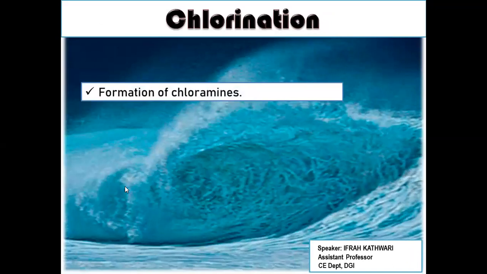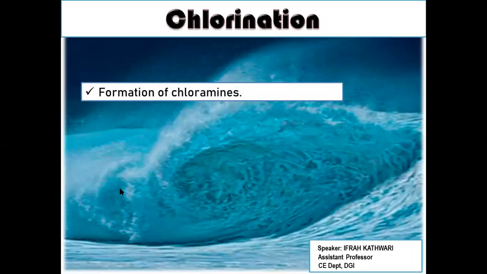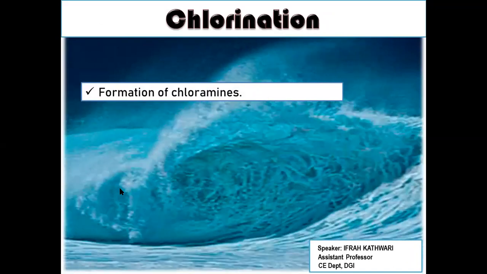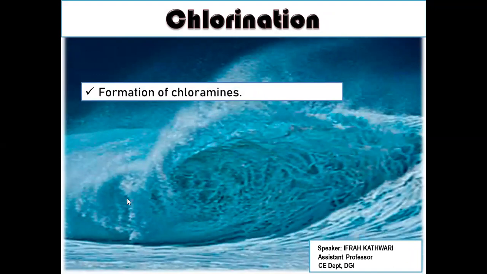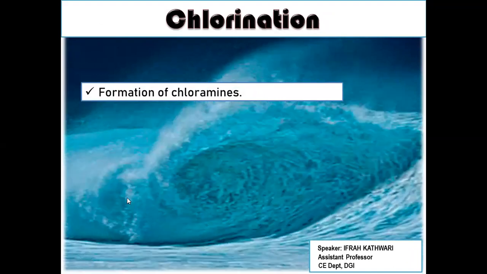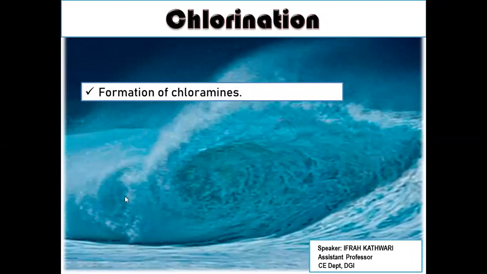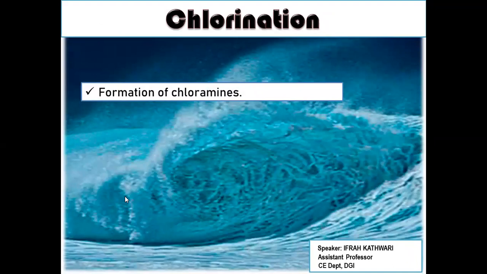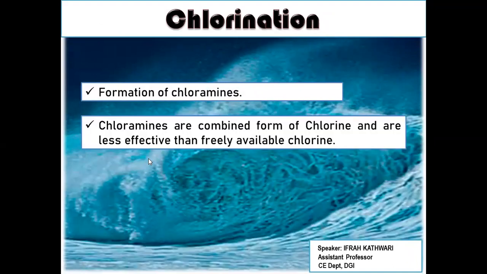So what happens in chlorination is we add chlorine to water. The chlorine immediately reacts with ammonia that may be present in water, and it forms chloramines. So there is a formation of chloramines which happens in the beginning. These chloramines are very stable and they remain in water for a long duration.